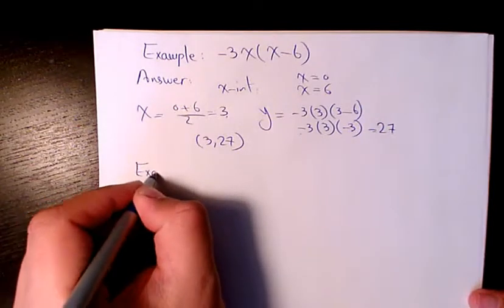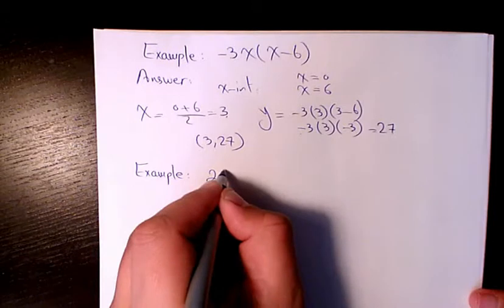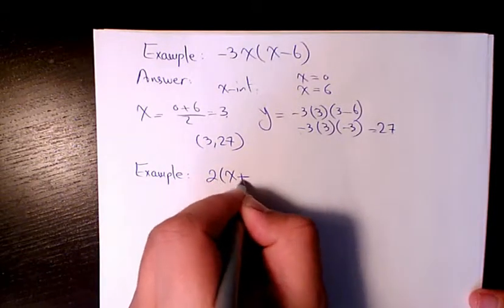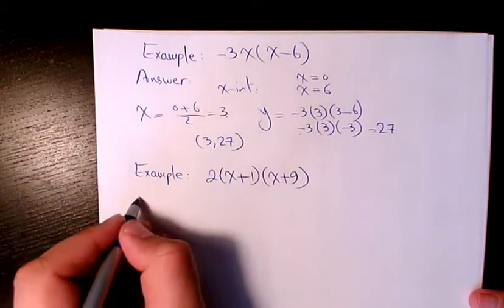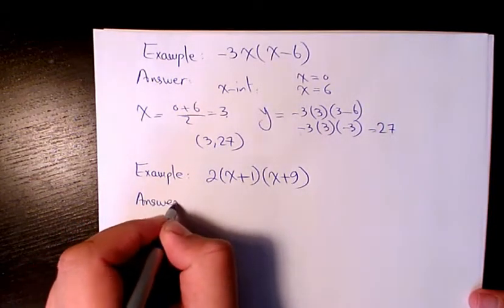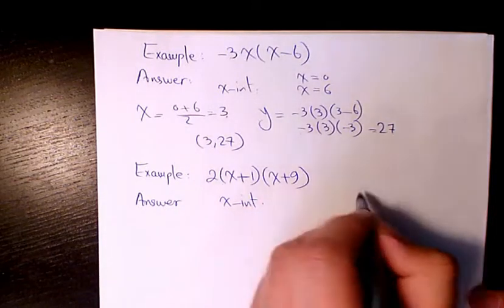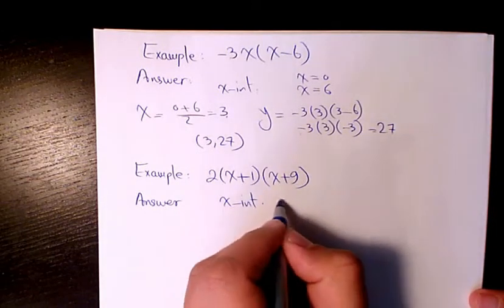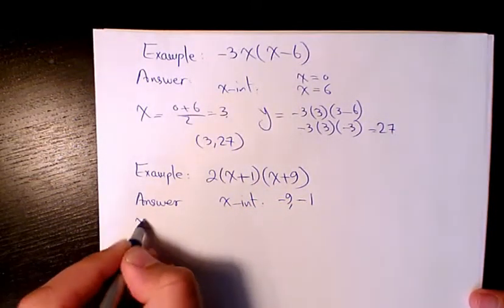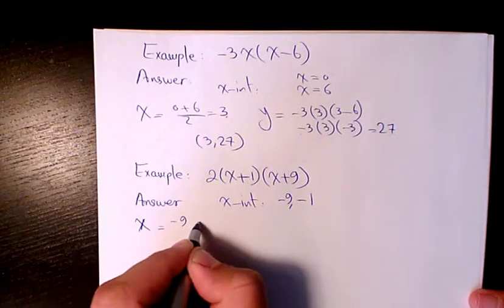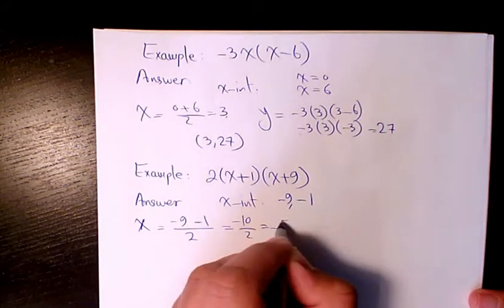Next example. That's going to be 2 times x plus 1 times x plus 9. Answer will be, x-intercepts will be negative 9 and negative 1. So negative 9 and negative 1. When you find the average, it's going to be negative 9 plus negative 1 divided by 2, which is negative 10 divided by 2, going to be negative 5.